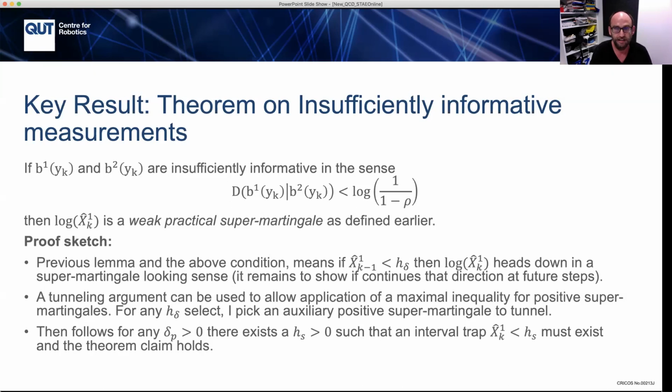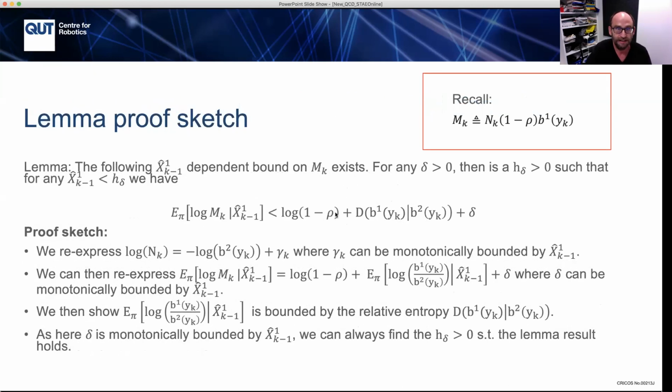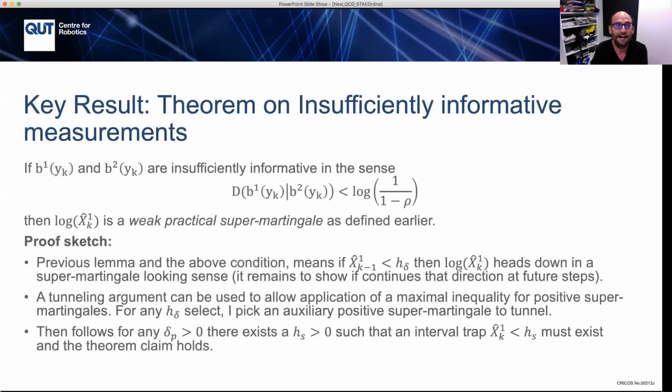All right, I'll go back a slide. You might hope that when this thing is less than this thing in size, this is going to be negative, and then that's going to lead to the phenomena that you're interested in. It turns out to be the case that that's the criteria. It takes a bit of work to show that that's enough. It turns out that if that relative entropy is smaller than that term there, then the no change posterior is a practical weak super martingale as defined previously.